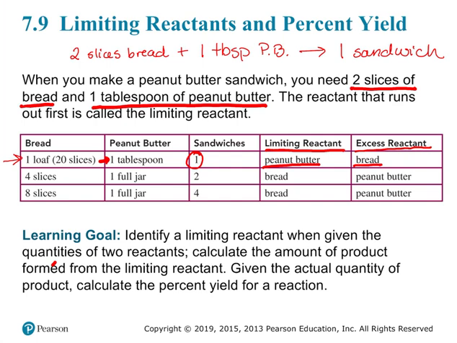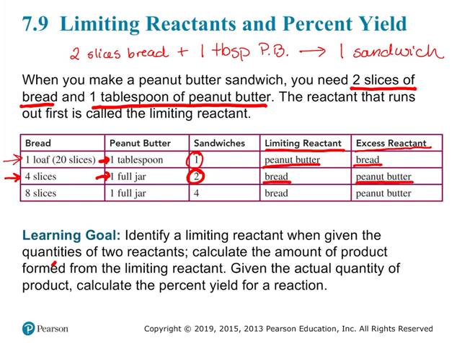Now, what if you're rummaging around in your pantry or your cabinets and you find that you only have 4 slices of bread, but you have a full jar of peanut butter? Now, in this case, you're going to run out of bread first. And we know that we need 2 slices of bread for every sandwich. So that means you can only make 2 sandwiches. So in this example, the limiting reactant would be the bread, and the excess reactant is the peanut butter.